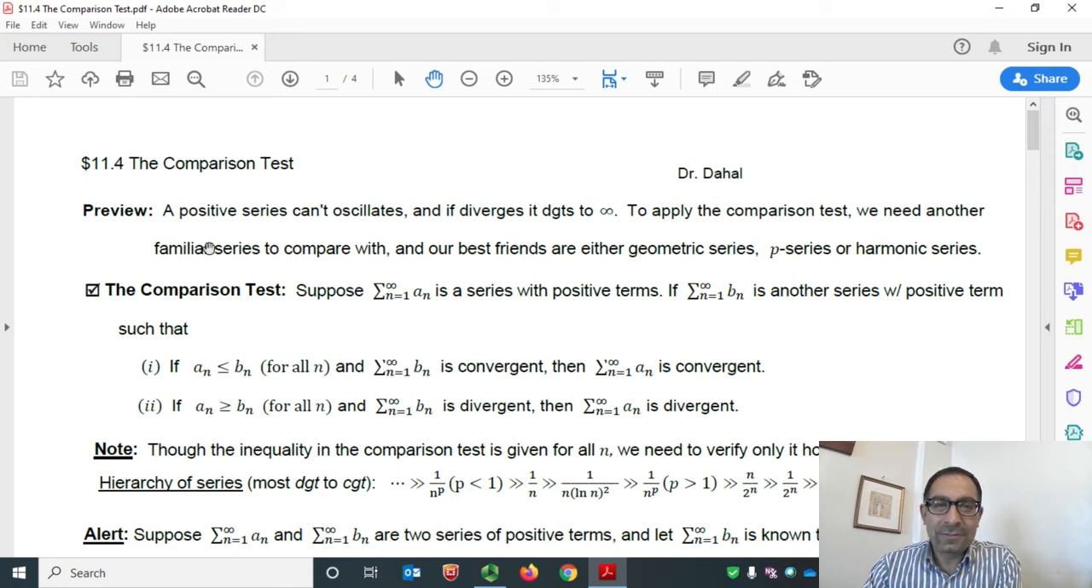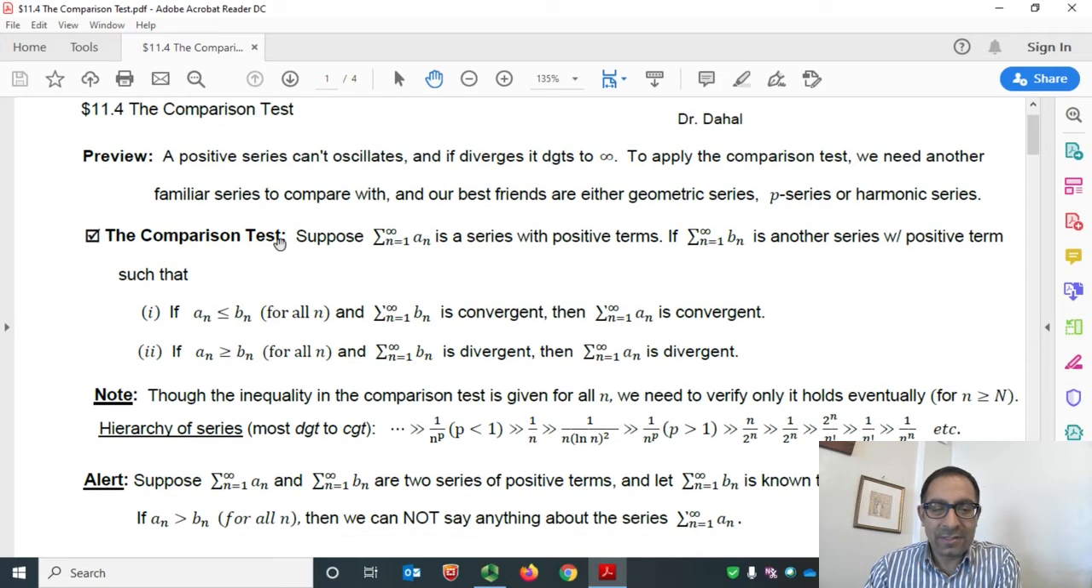First quick note, so far we are discussing the series of positive terms. A positive series cannot oscillate, and if it diverges, it diverges to infinity. To apply the comparison test, we need another familiar series to compare with, and our best friends are either geometric series, p-series, or harmonic series. So let me state the comparison test.